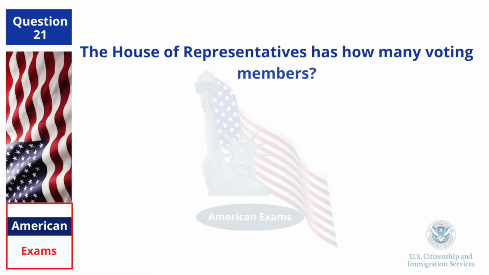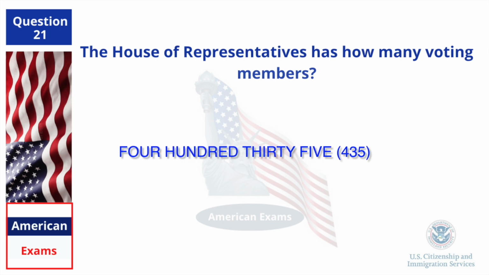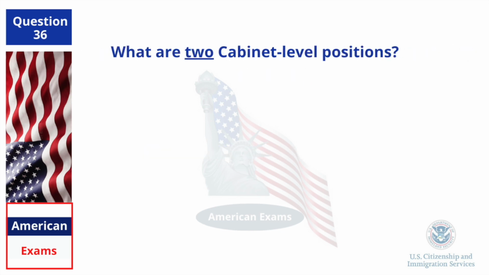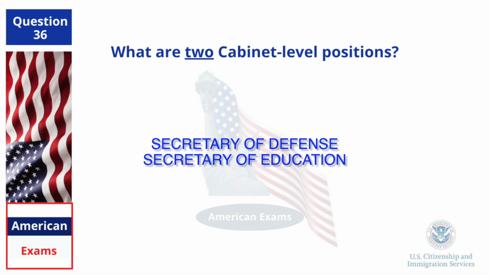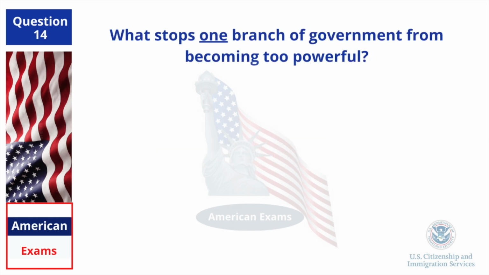The House of Representatives has how many voting members? 435. What are two cabinet-level positions? Secretary of Defense, Secretary of Education. What stops one branch of government from becoming too powerful? Checks and balances.